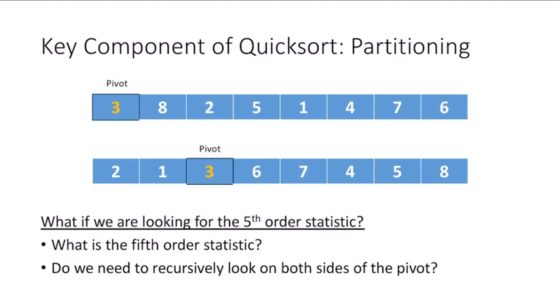Well, let's take a look here. If we know the index of the pivot, well, if we know the index, we know it's in its sorted spot, so we would also know which order statistic it is. So we know that the number 3 is the third order statistic. And we know that any order statistic greater than the third order statistic, well, those have to be found to the right of it. So the answer here is no. We only have to search one side. So you can think of quick select as being quick sort, where we just ignore one of the two partitions.